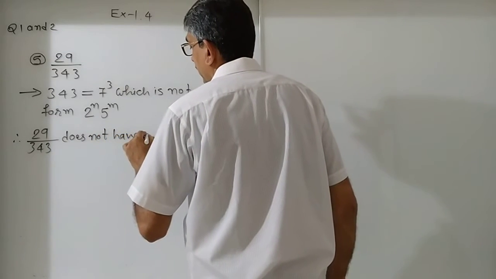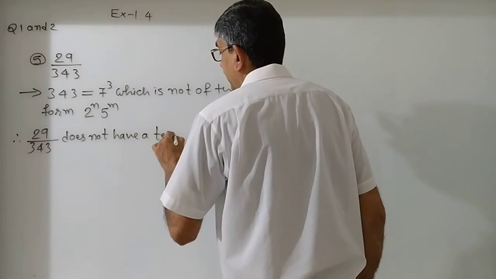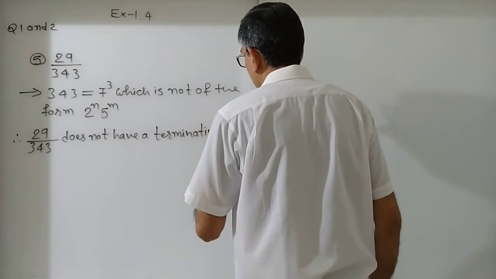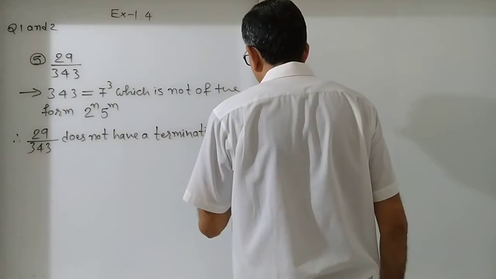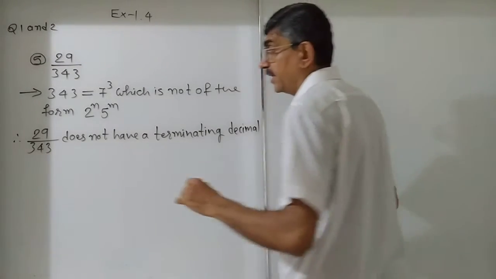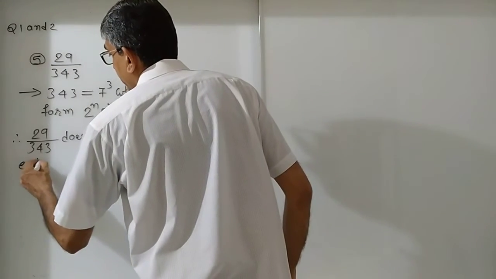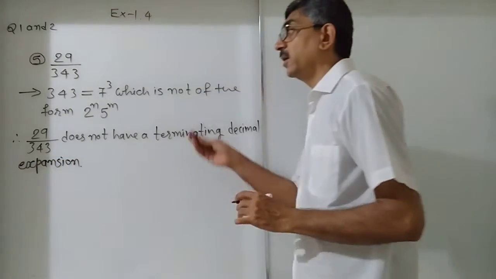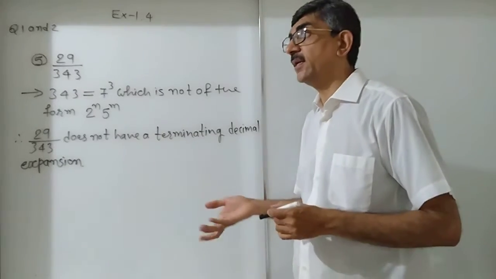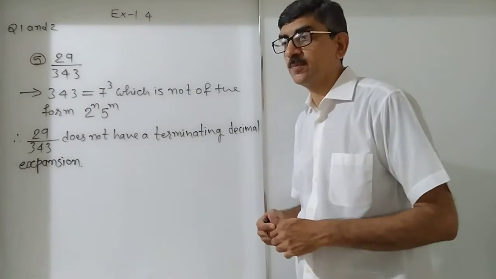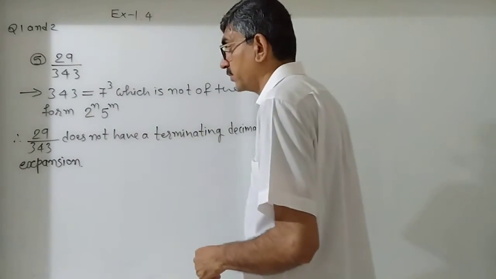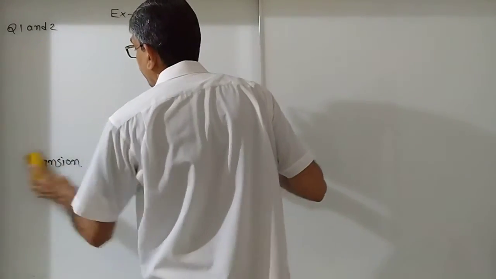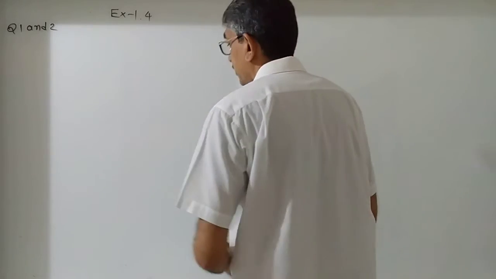have a terminating decimal expansion. Understood? If this number has no terminating decimal expansion, how can we express it in decimal form? Okay, so here comes the end of our fifth sum. Understood? Let's go into the sixth sum.